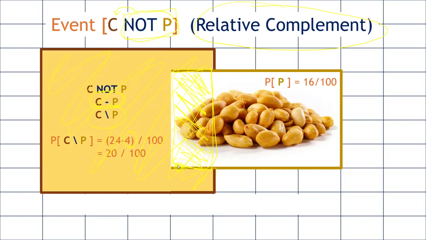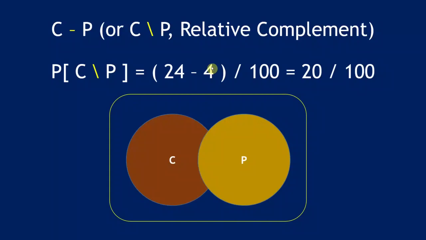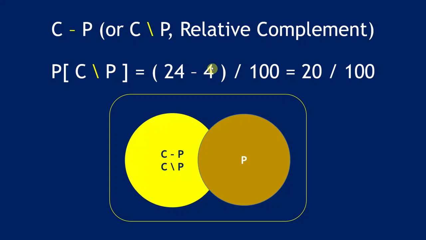So 20% is this yellow region that is people who like C, but excluding this area of people who like P. So again, this is how we write it mathematically, C minus P, or C backslash P, and on the Venn diagram, this is how we represent it. It will be the C circle outside of the P region.